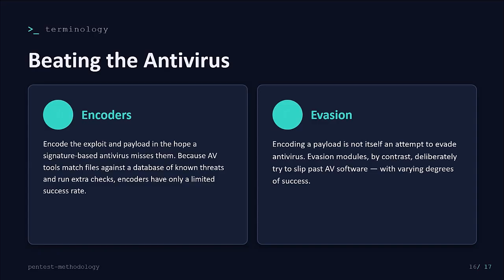Evasion is the important distinction. Encoding a payload is not, by itself, an attempt to evade antivirus. Evasion modules are different. They deliberately try to slip past AV software with varying degrees of success. So, encoding changes how the payload looks. Evasion is actively trying to defeat the defender. Different goals. And that's the methodology.